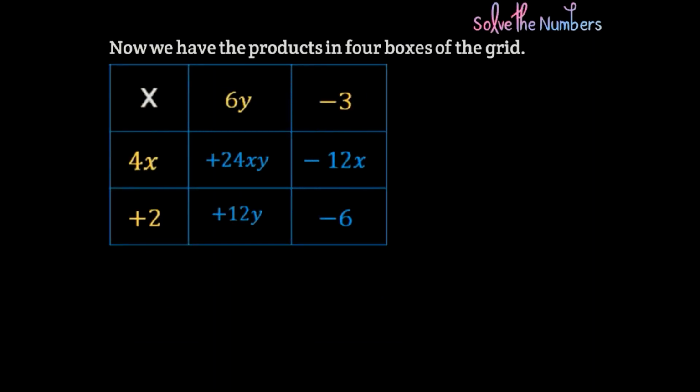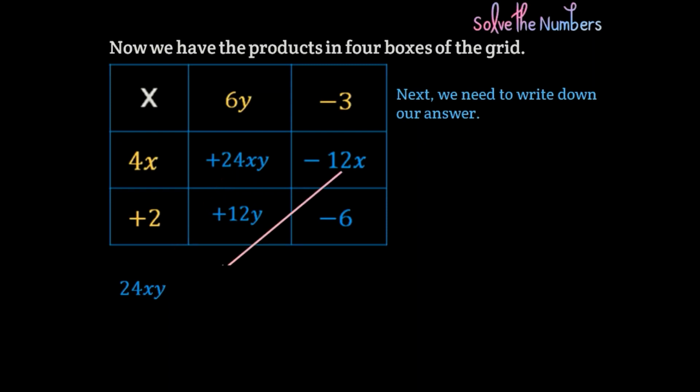Next, we need to write down our answer. So first goes 24xy, then we write our second product, which is negative 12x, then our third product, which is positive 12y, and our last product, which is negative 6. So this is our final answer.